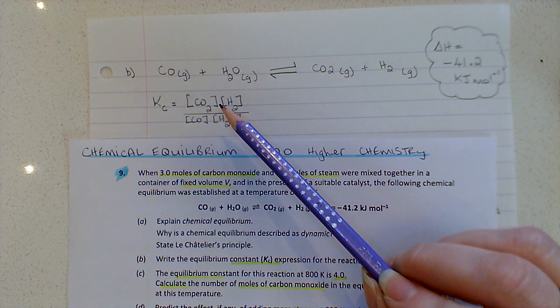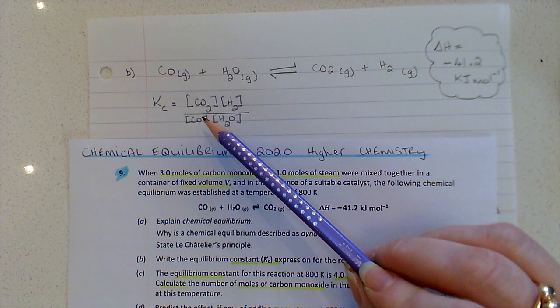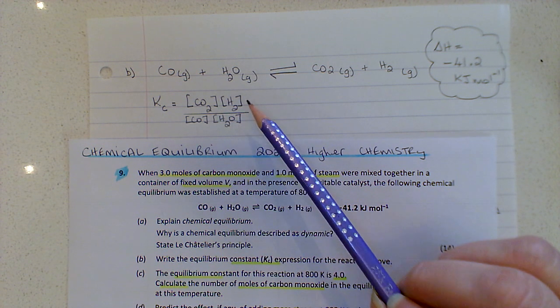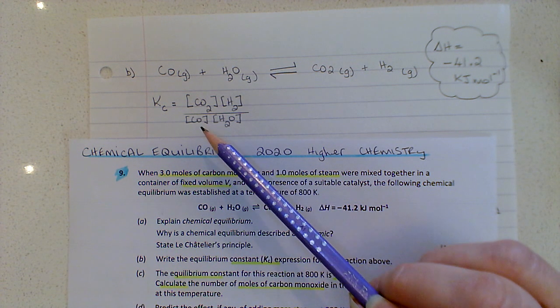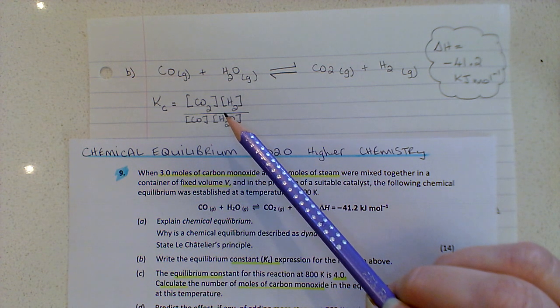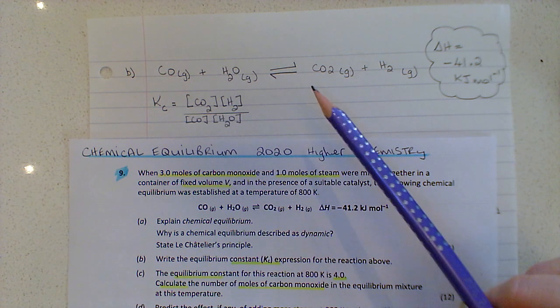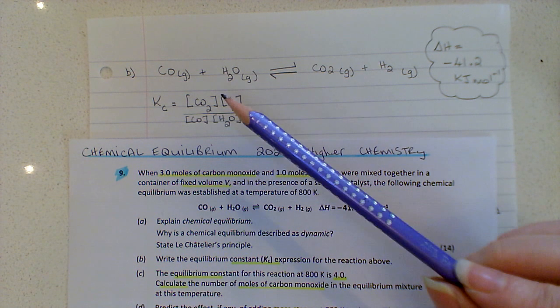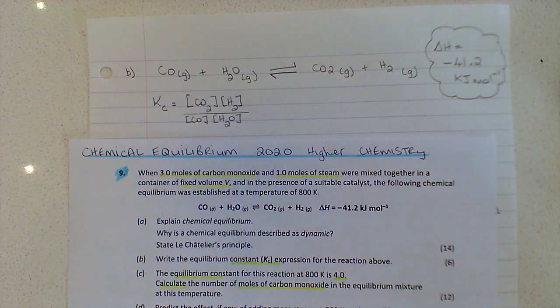Okay, so for this particular one here, Kc is going to be the concentration of CO2 times the concentration of H2, divided by the concentration of CO times the concentration of H2O. So products over reactants. Also note in this particular example, we only have 1 mole of each of the products and reactants, okay? So therefore, the powers are all 1 on all of these concentrations.